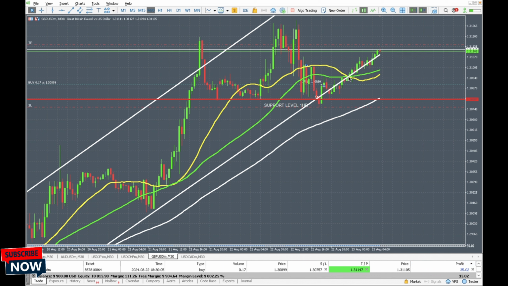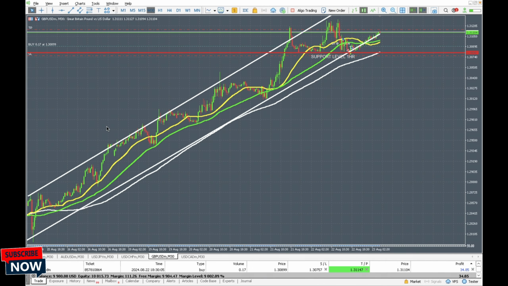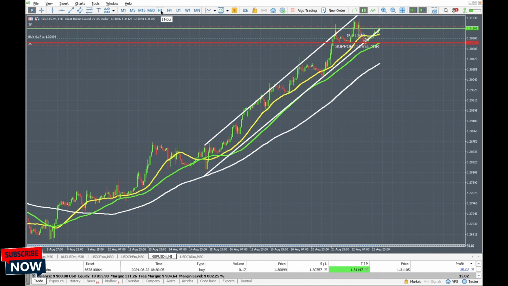What I'm trying to show you here is, if you had entered this trade using this moving average at this point here, it's a win. Or at this point, as it touches this yellow 25 moving average, it's a win, as it touches this it's a win, as it touches this it's a win. This is a 30 minutes time frame, and I also back tested it with a 1 hour time frame to see if I was sure of this.